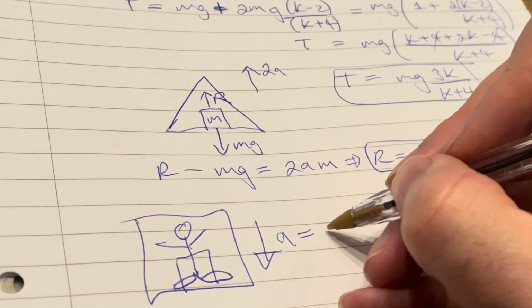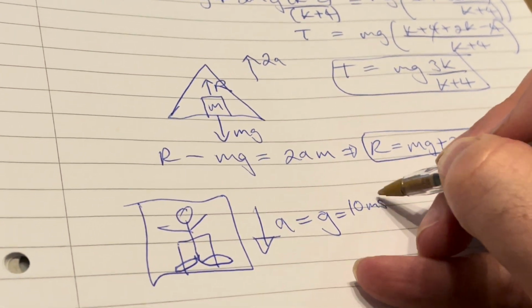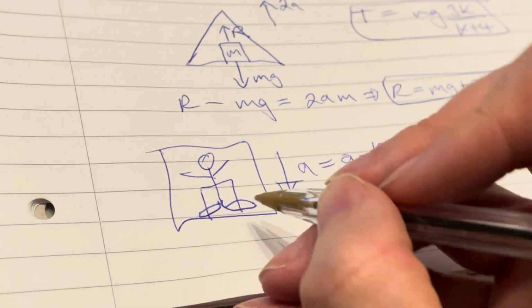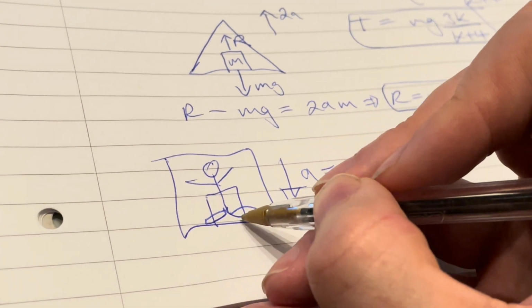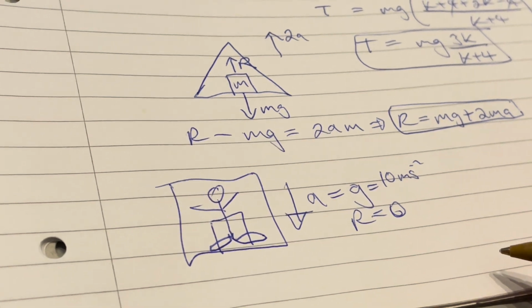In the extreme case, if a was equal to g, if you were accelerating at 10 meters per second squared, you would feel completely weightless. Your feet, the reaction force would actually be zero because you would start floating then. All right, so you can feel that in a lift.